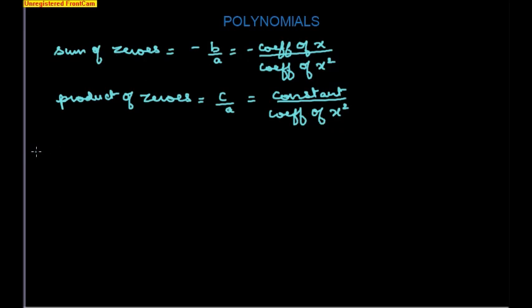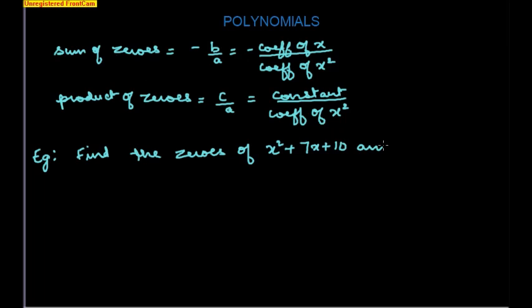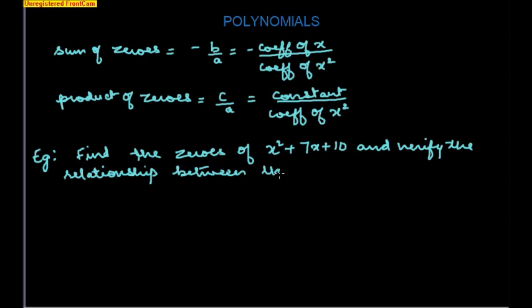Let me take an example so that the things will be more clear to you. I write down, find the zeros of x square plus 7x plus 10 and verify the relationship between the zeros and the coefficient.